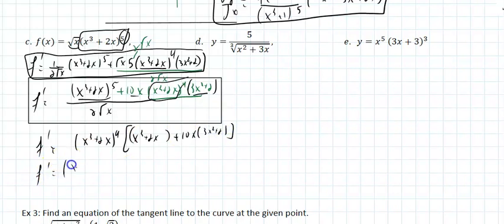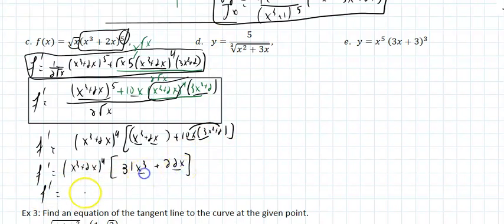F prime would be x cubed plus 2x to the 4th. That's going to be 30x cubed plus x cubed is 31x cubed. 20x plus 2x is 22x, and of course you could factor an x out of both of those, but we're not going to worry about that right now. We're just going to worry about can we apply the chain rule, and that's really what counts. But in the long run, you're going to have to really clean this up as much as you can. And there it is.